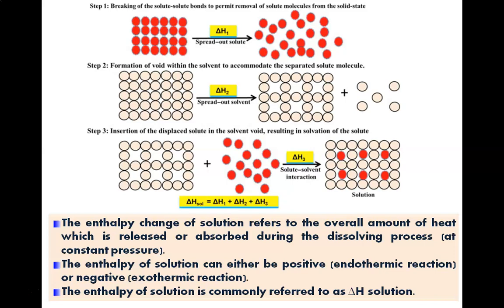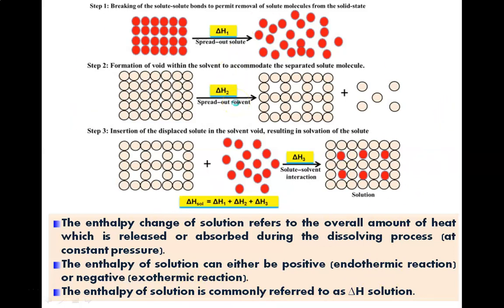And if you try to dissolve calcium chloride or potassium chloride in water, they absorb heat from the surroundings, that is from the beaker, and the beaker feels colder than before. So this is an endothermic reaction. Depending on this, the enthalpy of solution can be either positive, that is endothermic, or negative, that is exothermic. The enthalpy of solution is commonly referred to as delta H of solution. So I hope this diagram is clear.